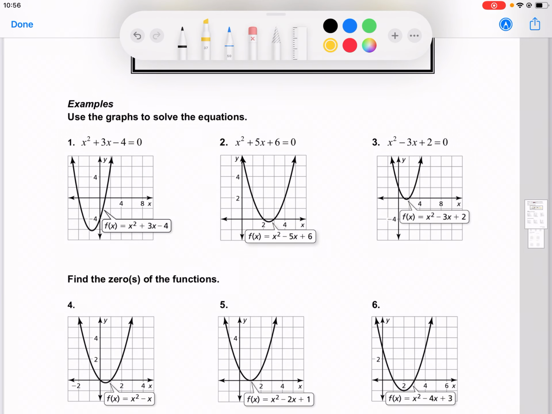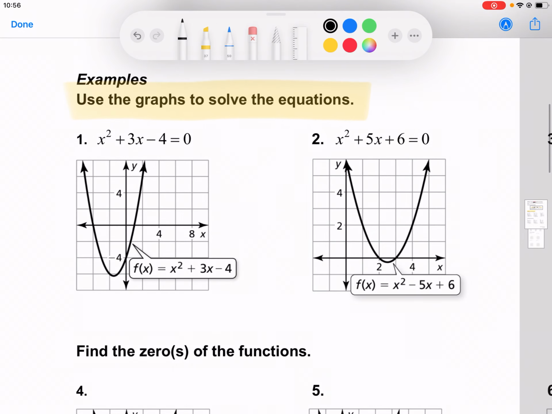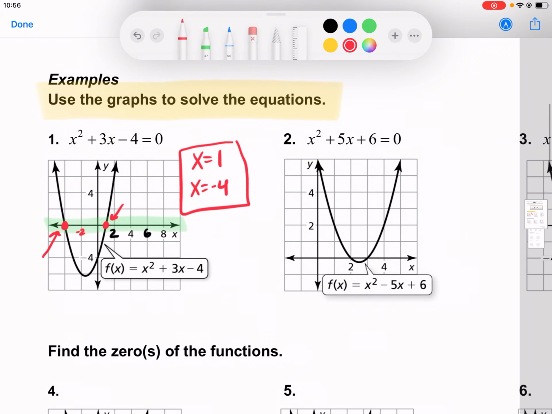So let's see how easy this is. Notice the directions right here. It says to solve the equation, so we're finding solutions. Biggest key is to take note of your scale on the x-axis. The x-axis is right here, in green, and it's going by 2s, so 2, 4, 6, 8. I'm going to take note of where it's actually touching the x-axis, right here and right there. So one of our solutions would be x equals 1, and the other one, going by 2s, is -4. That is your answer. You're just telling me where it's actually touching the x-axis.